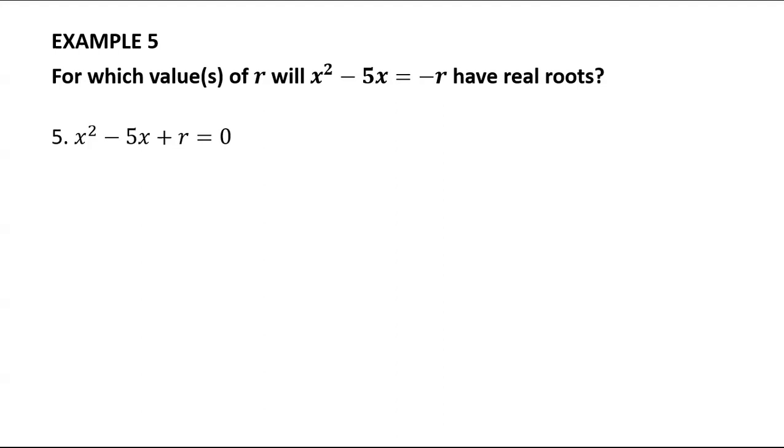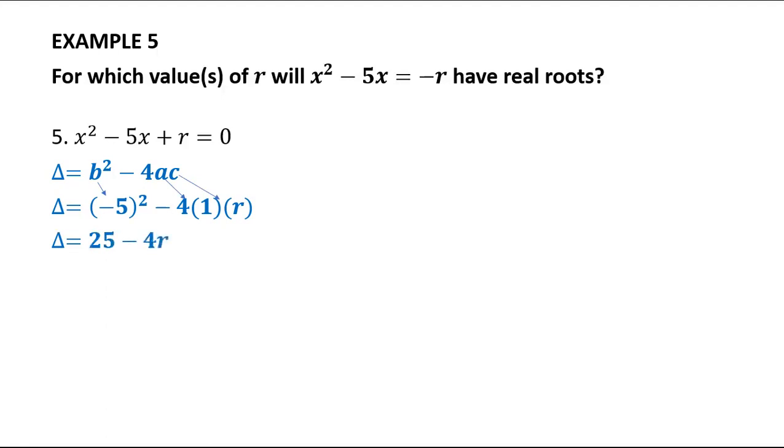Now, the fact that they said real roots, all I'm going to do is to calculate my discriminant. You will notice that here b is -5, a is 1, and c will be r. Just substitute them into the formula, and this is what you will have. When you determine the discriminant, it'll give you 25 minus 4r. But because they said you need real solutions, we know that this discriminant must be greater than or equal to 0.